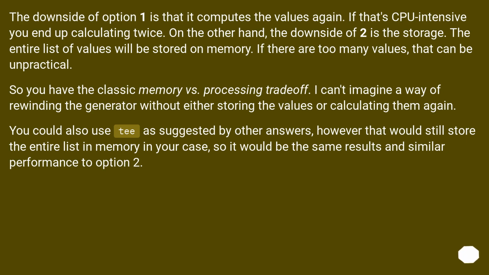I can't imagine a way of rewinding the generator without either storing the values or calculating them again. You could also use tee as suggested by other answers, however that would still store the entire list in memory in your case, so it would be the same results and similar performance to option 2.